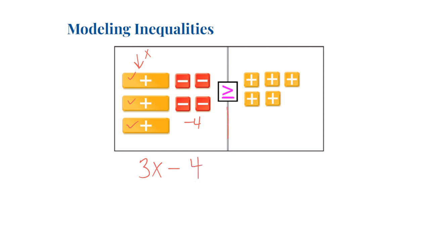I'm going to bring down my greater than or equal to sign, and then on this side I have 5 positives, so that represents the number 5. So the inequality that I'm seeing here is 3x minus 4 is greater than or equal to 5.